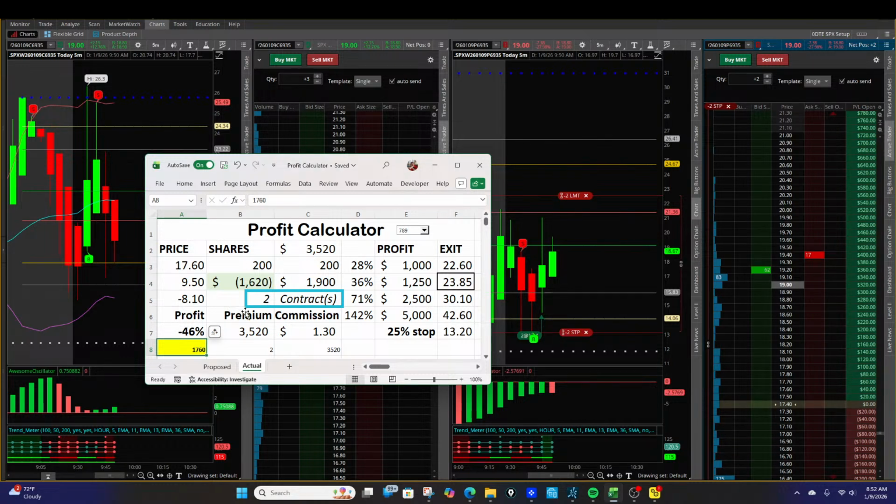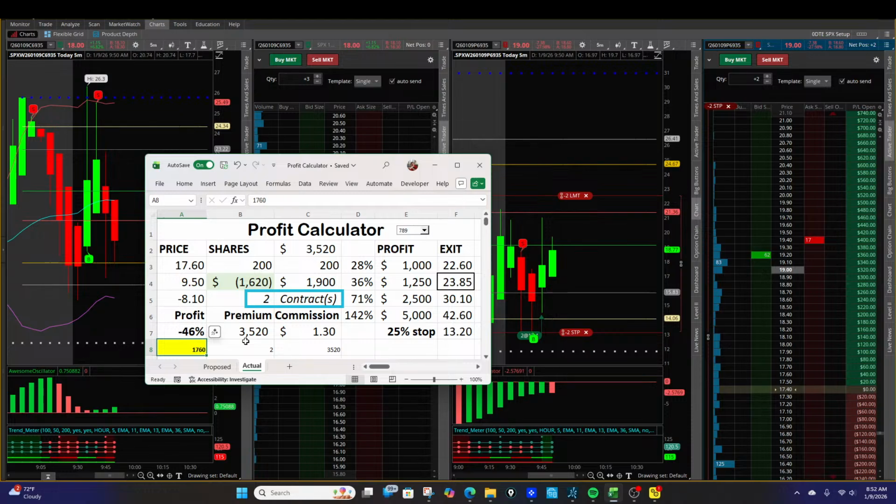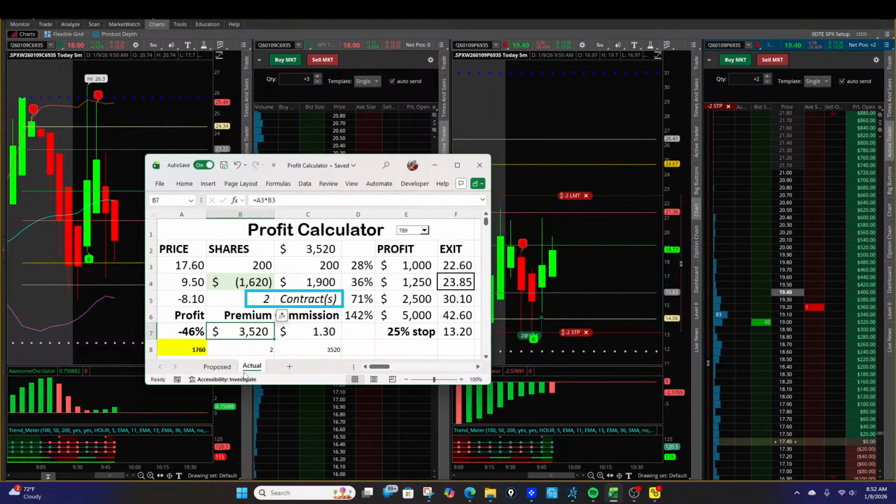Okay, the premium, that's what I was going to say, for this trade is $3,520. Now in options, if you lose at the end of the day, because this is 0 DTE, that's what you lose, is that $3,520. Whereas if you're trading stocks, you can lose a whole lot more than that. So that's what I like about options as well.